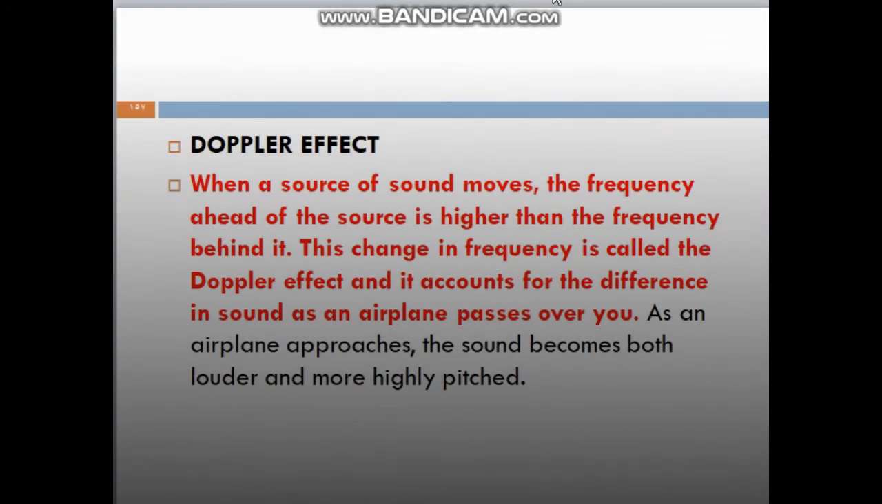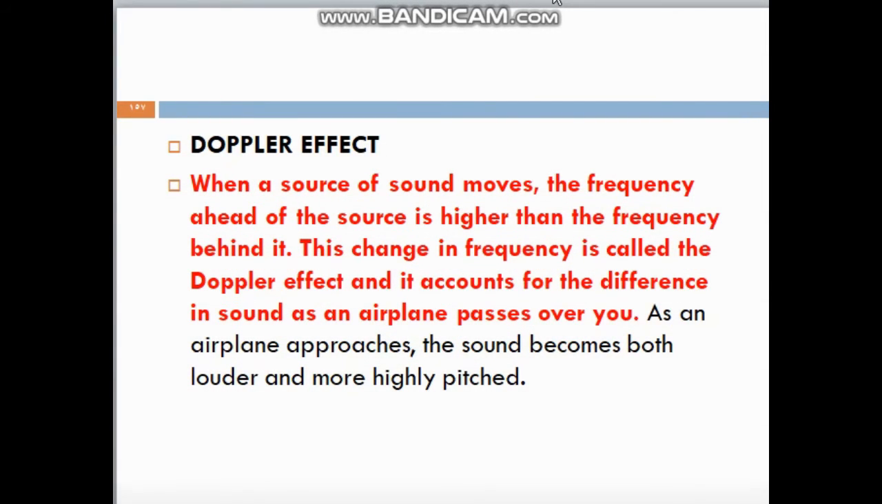Doppler effect. When a source of sound moves, the frequency ahead of the source is higher than the frequency behind it. This change in frequency is called the Doppler effect, and it accounts for the difference in sound as an airplane passes over you. As an airplane approaches, the sound becomes both louder and more highly pitched.